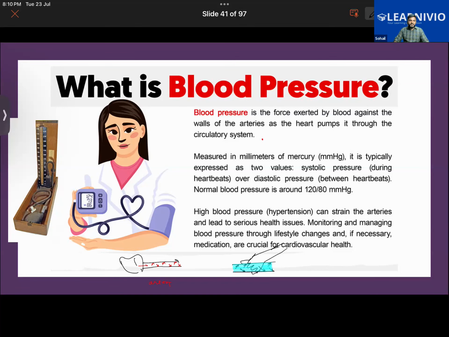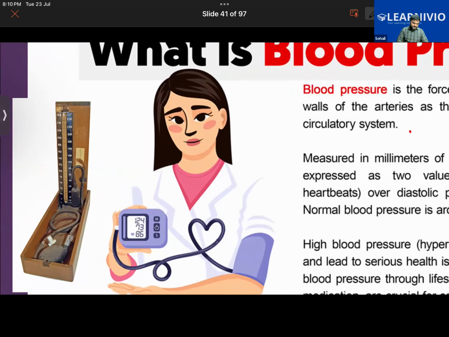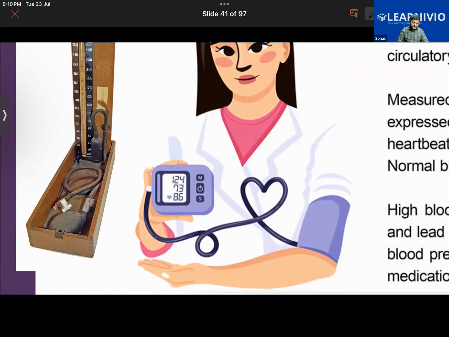Furthermore, you will observe that, although the image is not complete, there would be a strap placed on your upper arm. The strap would be tightly put over your upper arm. This structure that you see over here is called a cuff. This cuff is inflated and deflated. It is kind of squeezed and then released. Getting it now?